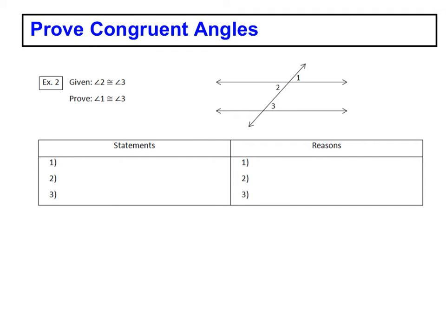Alright, in this example we are given some information. Angle 2 is congruent to angle 3. So I'm going to go ahead and say angle 2 is congruent to angle 3. And we want to prove that angle 1 is congruent to angle 3.